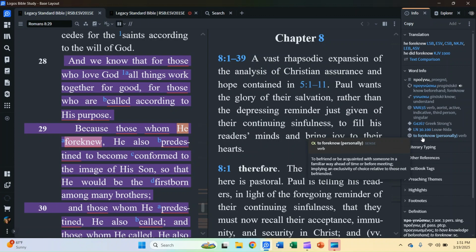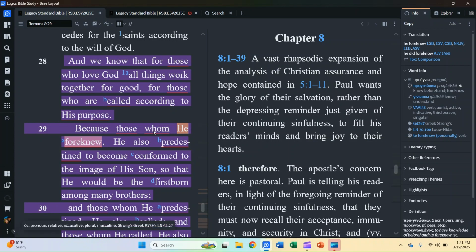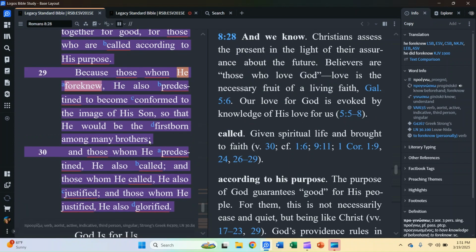He called people according to his purpose because those whom he foreknew, or those whom he befriended or became acquainted with in a familiar way ahead of time, before meeting them, implying an exclusivity of choice relative to those not befriended. So, who befriended who? Those whom he befriended, he also predestined to become conformed to the image of his Son, so that he would be the firstborn among many brothers.